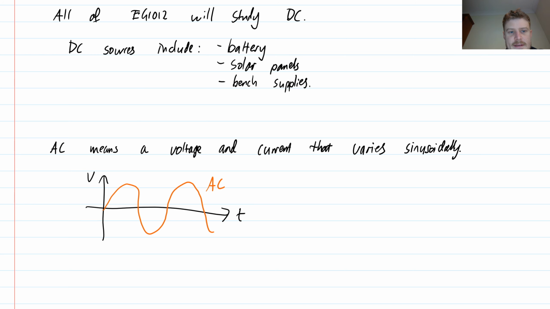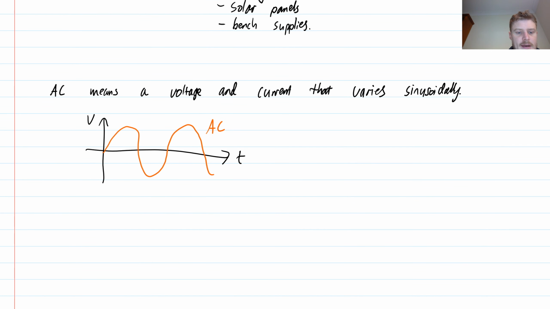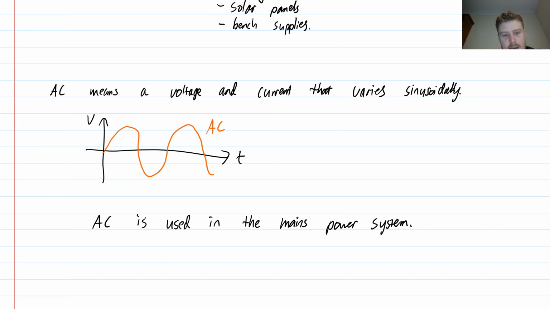So this is AC. AC, you may know, is used in the mains power system. So when you plug into a power point, you are connecting to an alternating current source. All the power lines that you see out in the street when you're driving, those are all carrying alternating current. AC is used, again for historical reasons, but one of the main advantages of alternating current is that you have simple machinery for generating it.